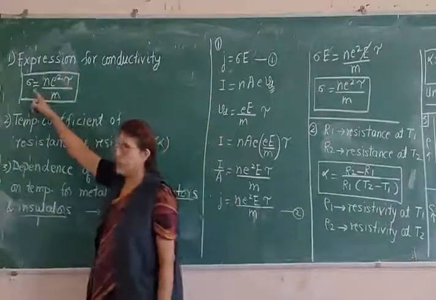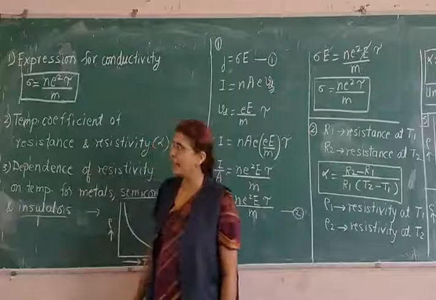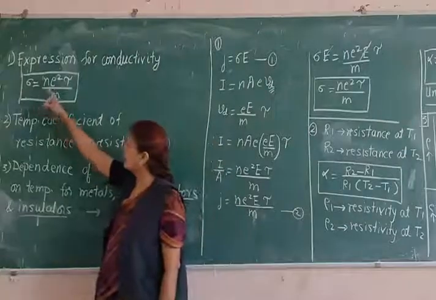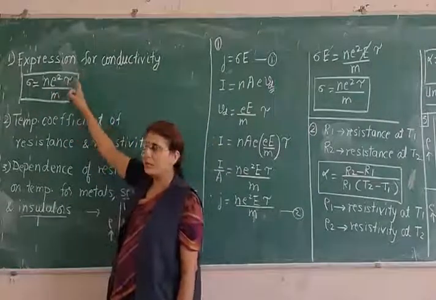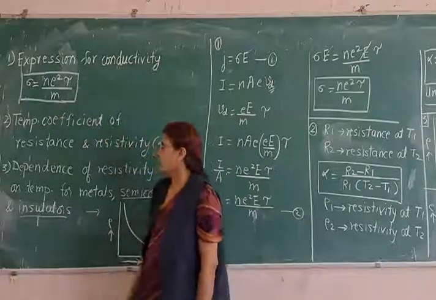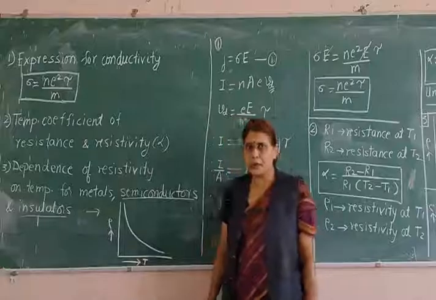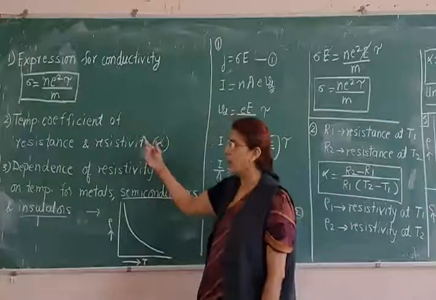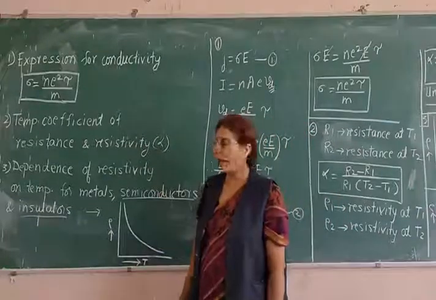Conductivity is denoted by the letter sigma. So we shall derive the equation sigma is equal to n e square tau divided by m, where tau is the relaxation time.